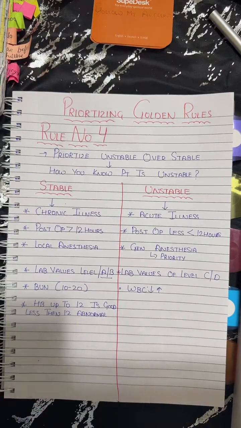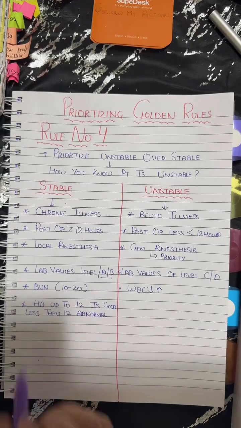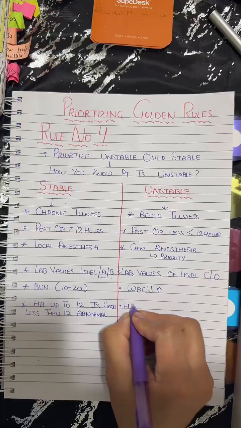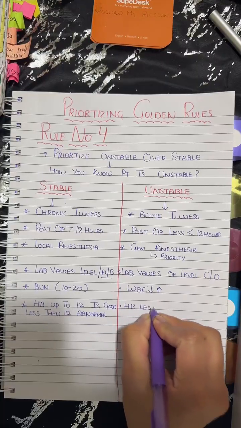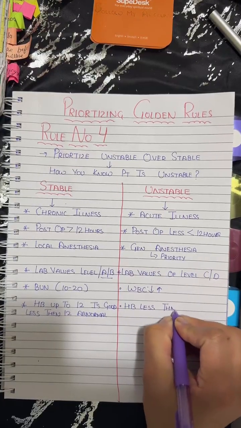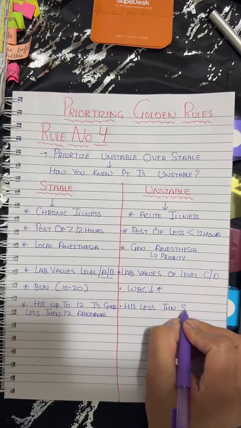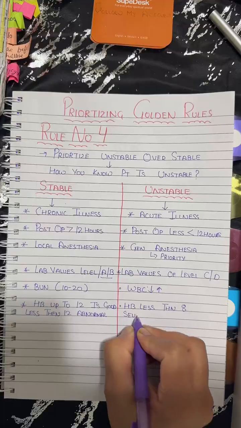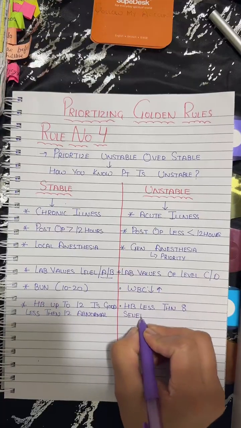Okay, HB up to 12 is good, but less than 12 is abnormal. But HB less than 8 is severe and comes under unstable.